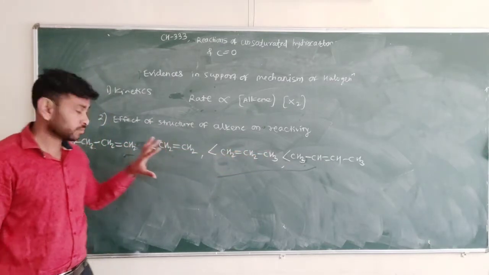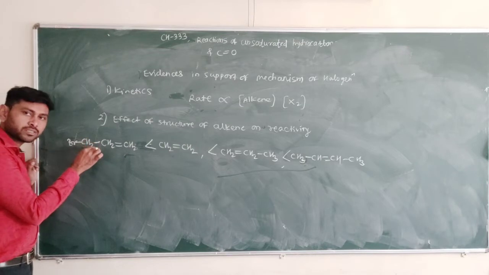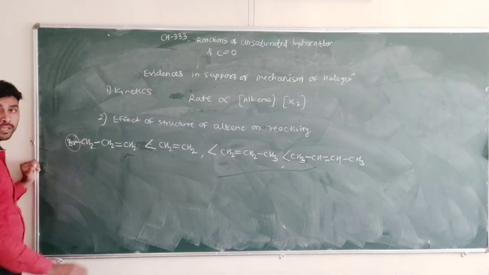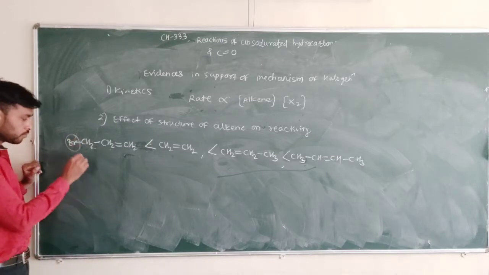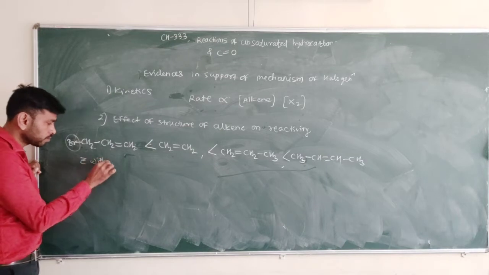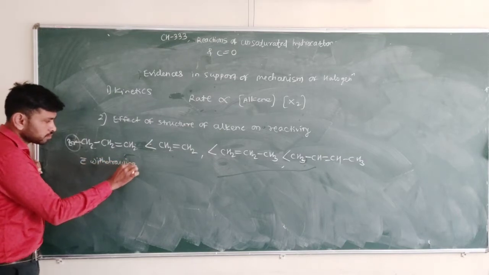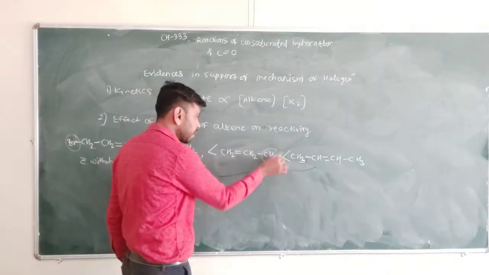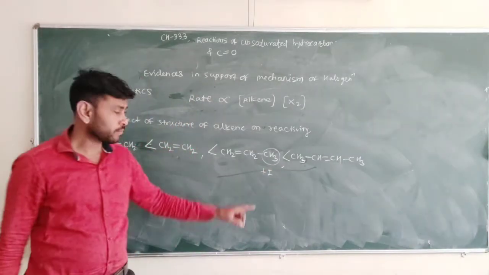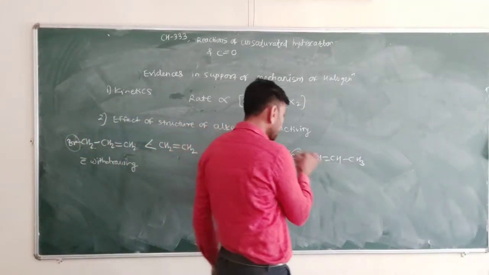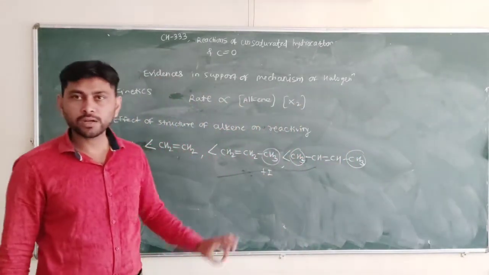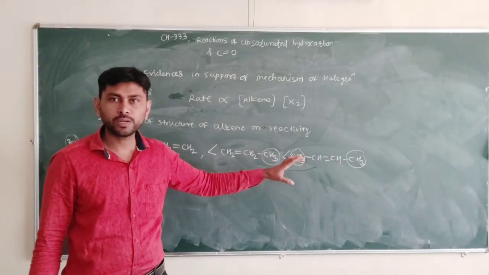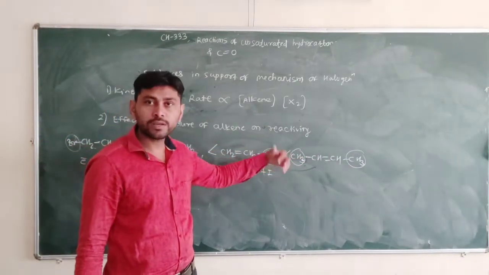And why is the reactivity of this alkene low? Because it has an electron withdrawing, electronegative group. This one has no substituent, but here one substituent is there, which has a plus I effect, so an electron releasing substituent. Here again two electron releasing substituents are there. So these substituents help to increase the rate of reaction.